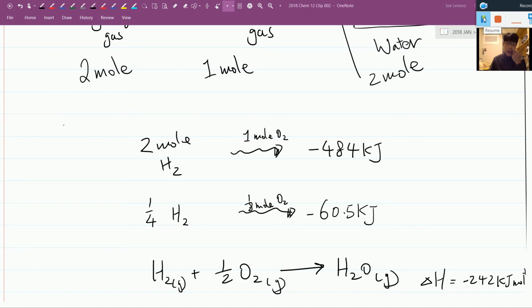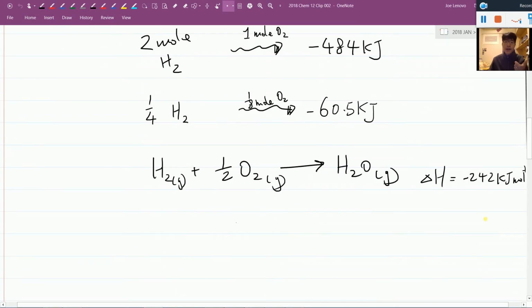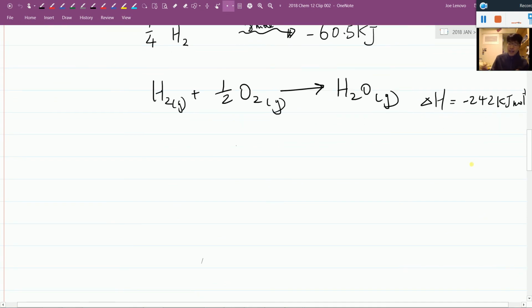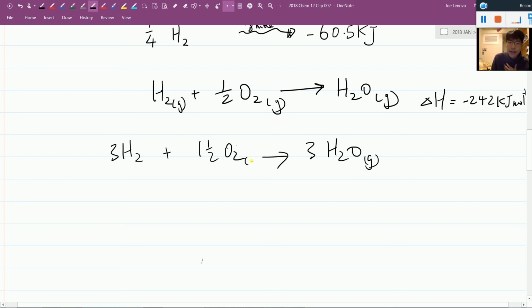So now if you have changed one of them here from 2 into 1, then you can halve the delta H. How about I do it randomly? 3H2 going to react with 1.5 O2 turning into 3 water. So then I have another.